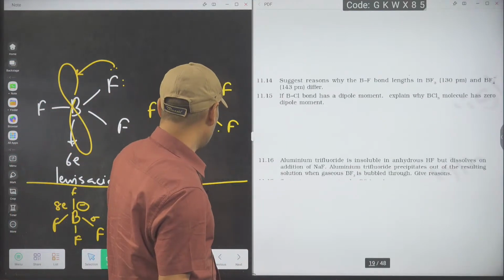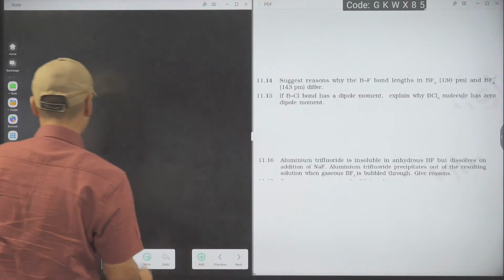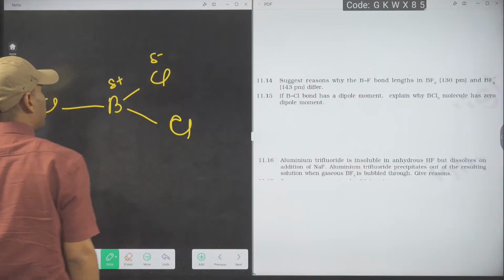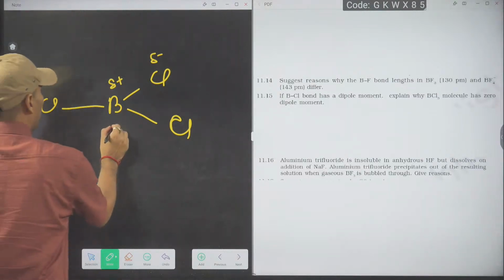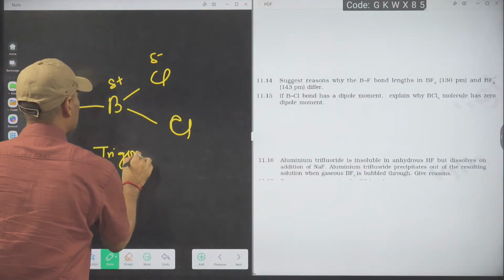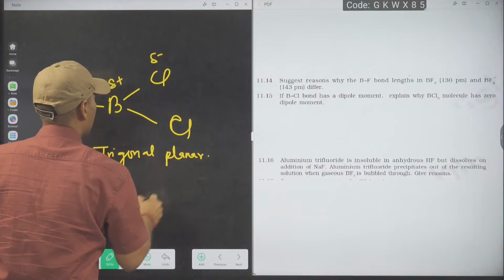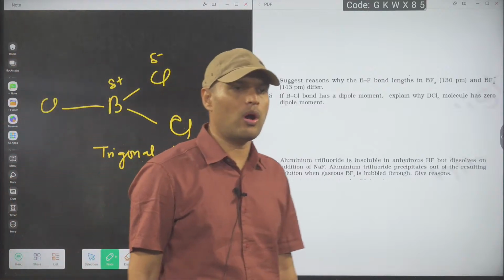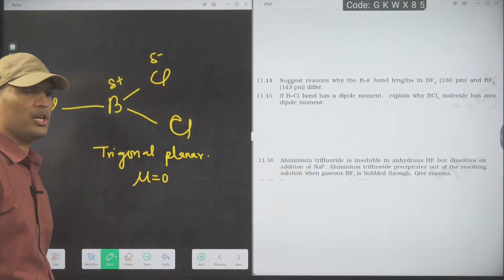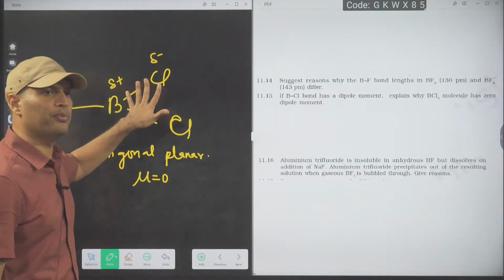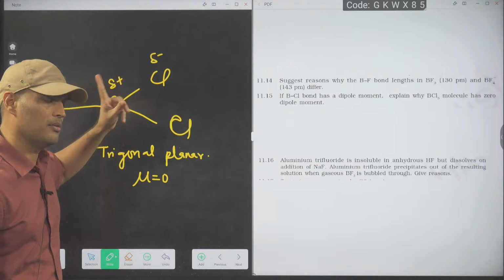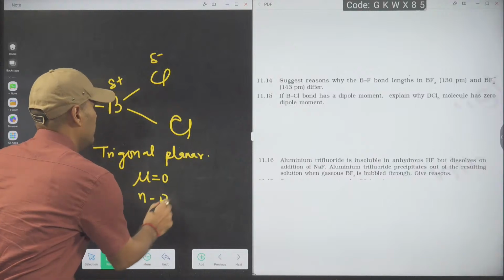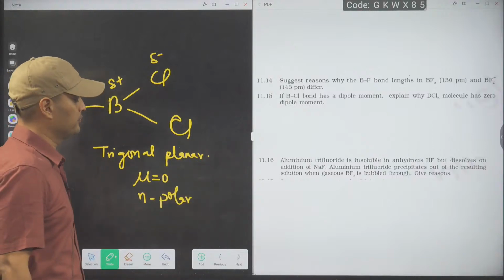Okay, again you can see the next question. BCl3 has dipole moment 0. We have already said that a bond can be polar, delta minus, delta plus. The bond can be polar, but this is a trigonal planar, symmetrical shape. For a symmetrical shape, mu is 0. So the bond may be polar, bond polarity different, but the molecule will be non-polar due to cancelling, symmetry.